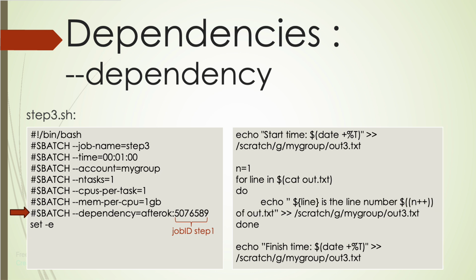This is the code of step 3. To the left, we have the header, and to the right, the instructions. This script should also complete with no errors. It basically does the same thing as the previous script, but the string that it adds to each line of the input file is slightly different. We have added the same dependency line to the header of this file with the job ID of the previous step.